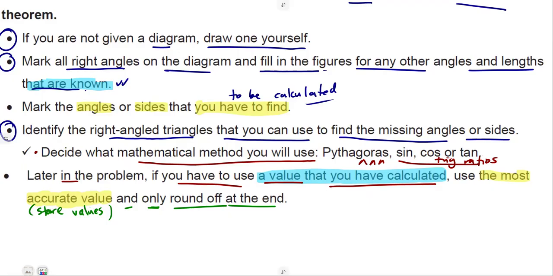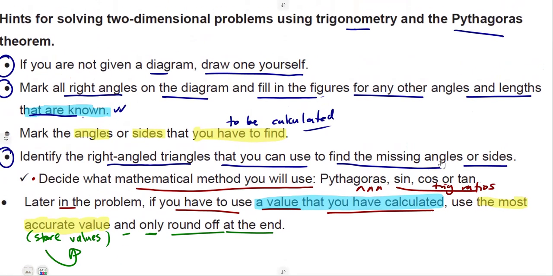So for you to be on the safest side, use the most accurate values, meaning store your values in your calculator so that you've got exact values, or use the answers as they are from your calculator. Take it as it is. Okay, so that is it, guys.